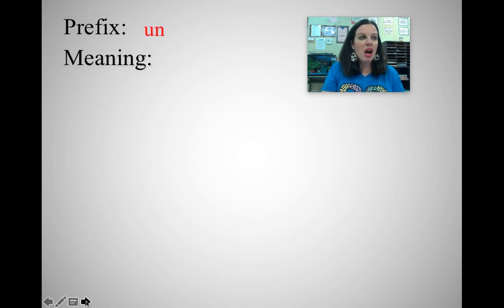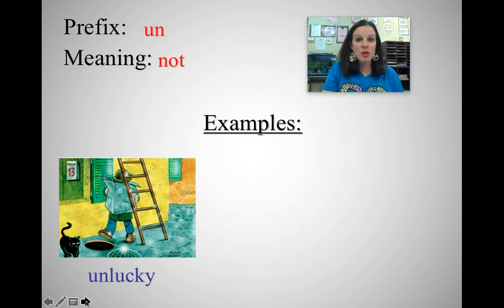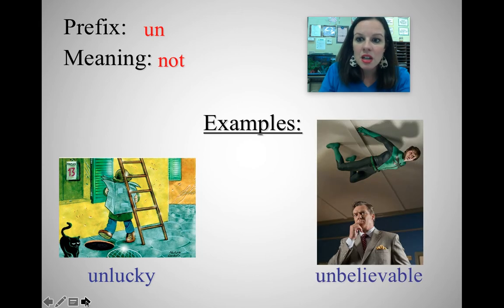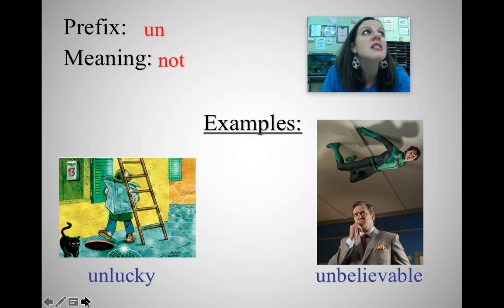Okay, what about un? This one is very popular. It means not. When I put un in front of a base word, it's going to mean not that. For example, look at the man. He is about to fall. This is unlucky. Base word, lucky. When I add the prefix un, not lucky, unlucky. Unbelievable. There's a guy holding on to the ceiling. This is unbelievable, not believable. Maybe he has superpowers.